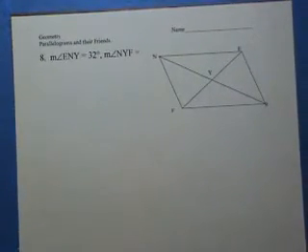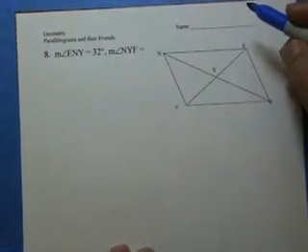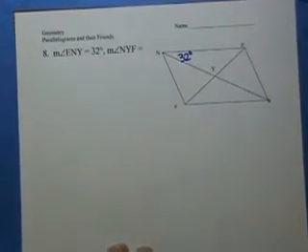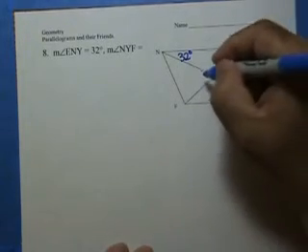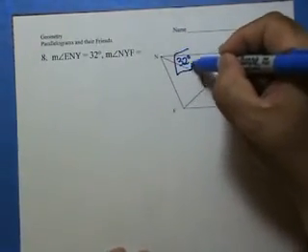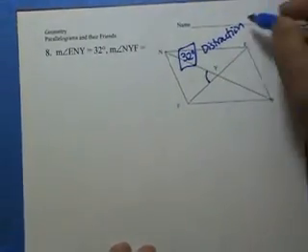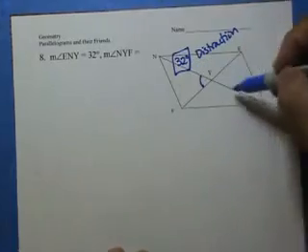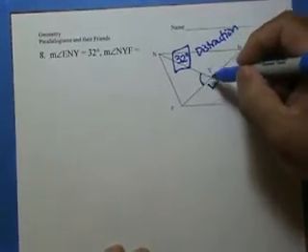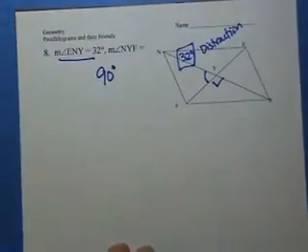Number 8. You're given a rhombus again, and we're given measure of angle ENY. That's this angle. And we're asked about measure of angle NYF. That's this angle here. This angle, the given angle, is a distraction. As in, you don't need it. Diagonals of a rhombus are perpendicular, so it's 90. So the measure of angle NYF is 90 degrees. That is not needed. That's number 8.